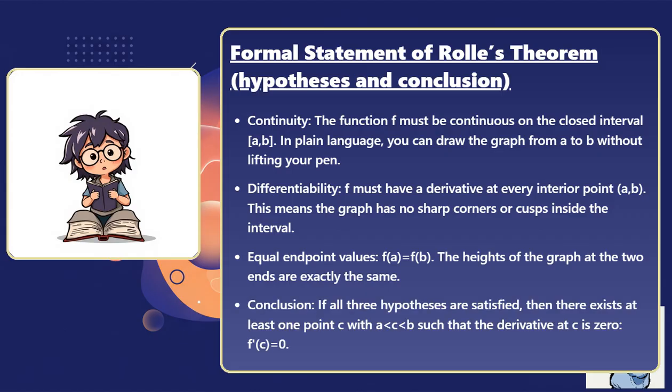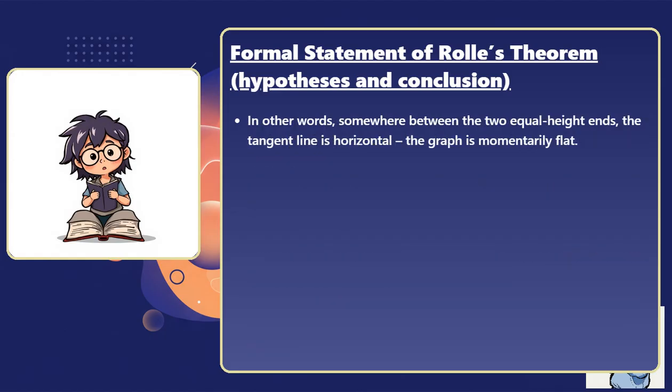Conclusion: if all three hypotheses are satisfied, then there exists at least one point c with a less than c less than b such that the derivative at c is 0. f prime of c equals 0. In other words, somewhere between the two equal height ends, the tangent line is horizontal, the graph is momentarily flat.